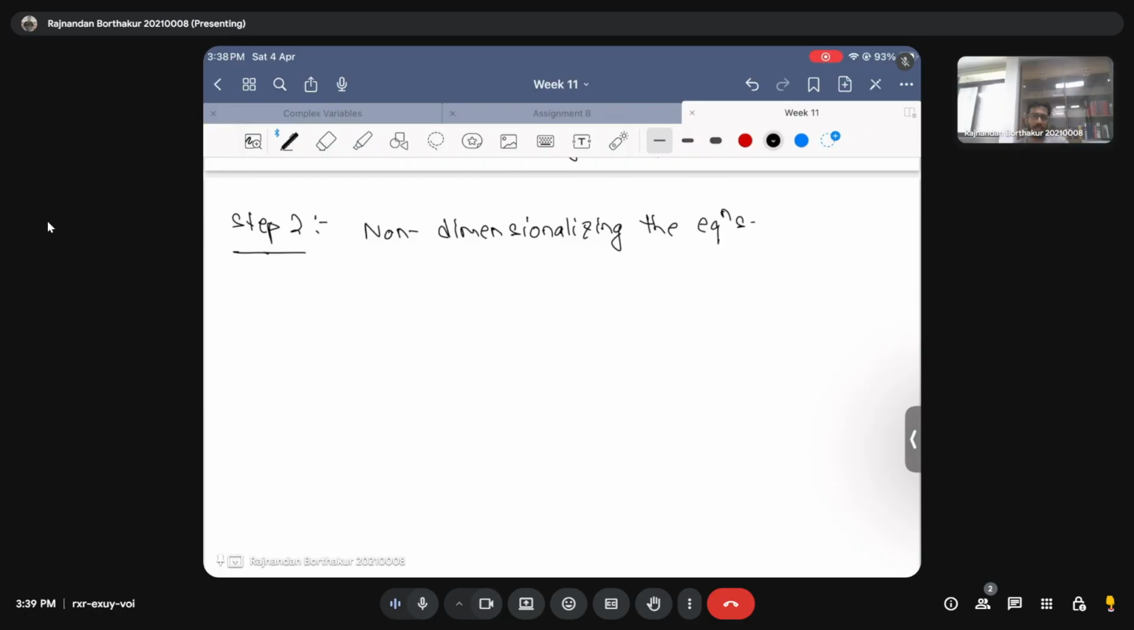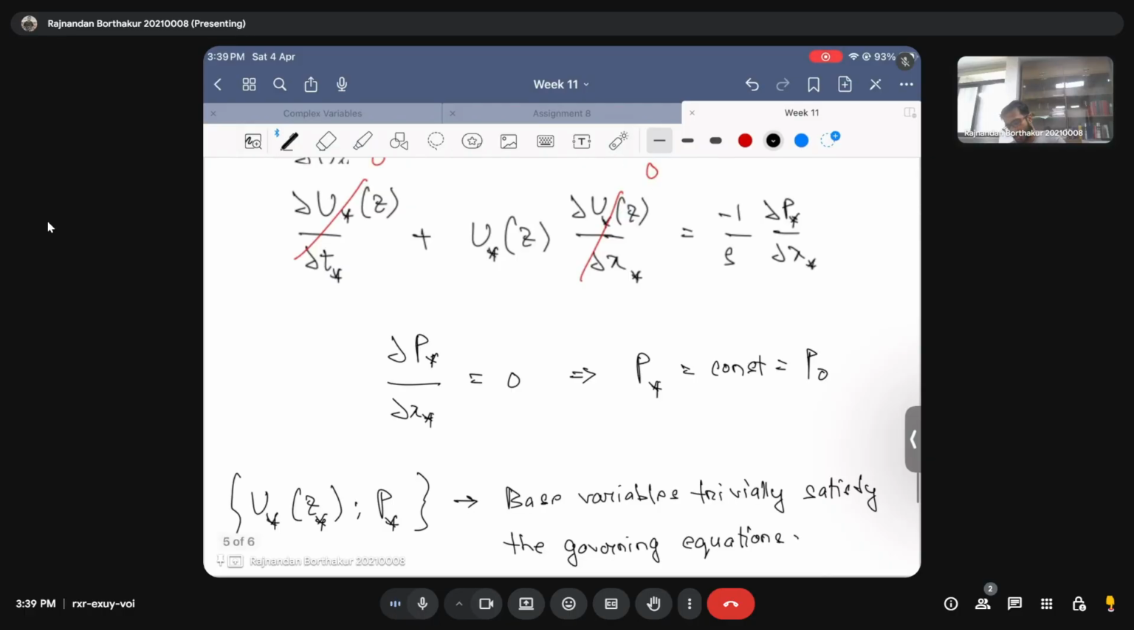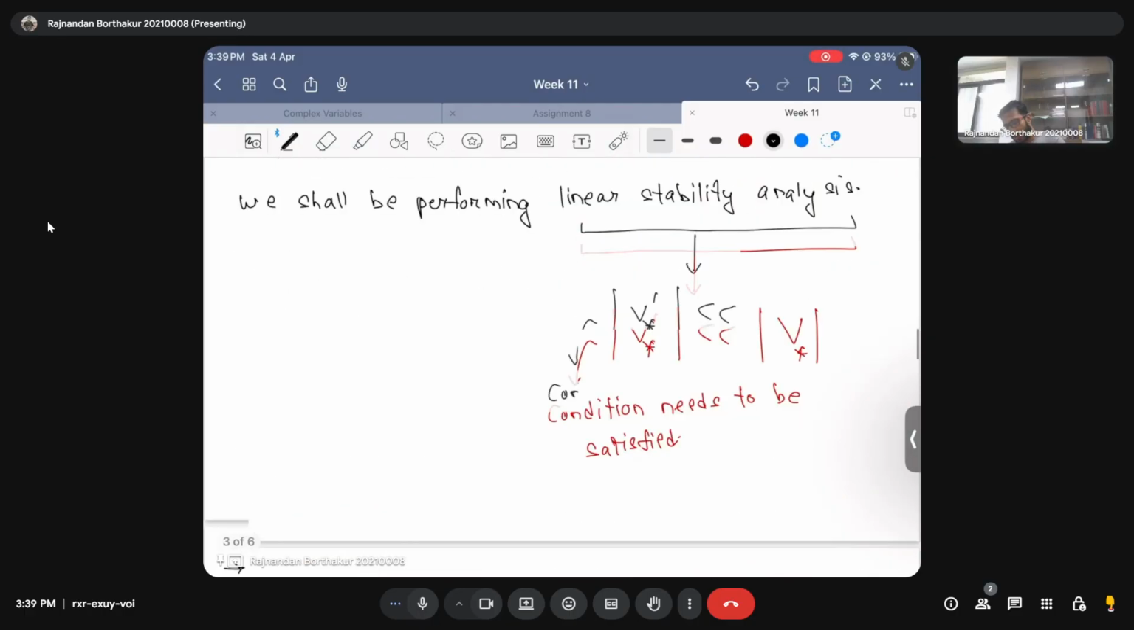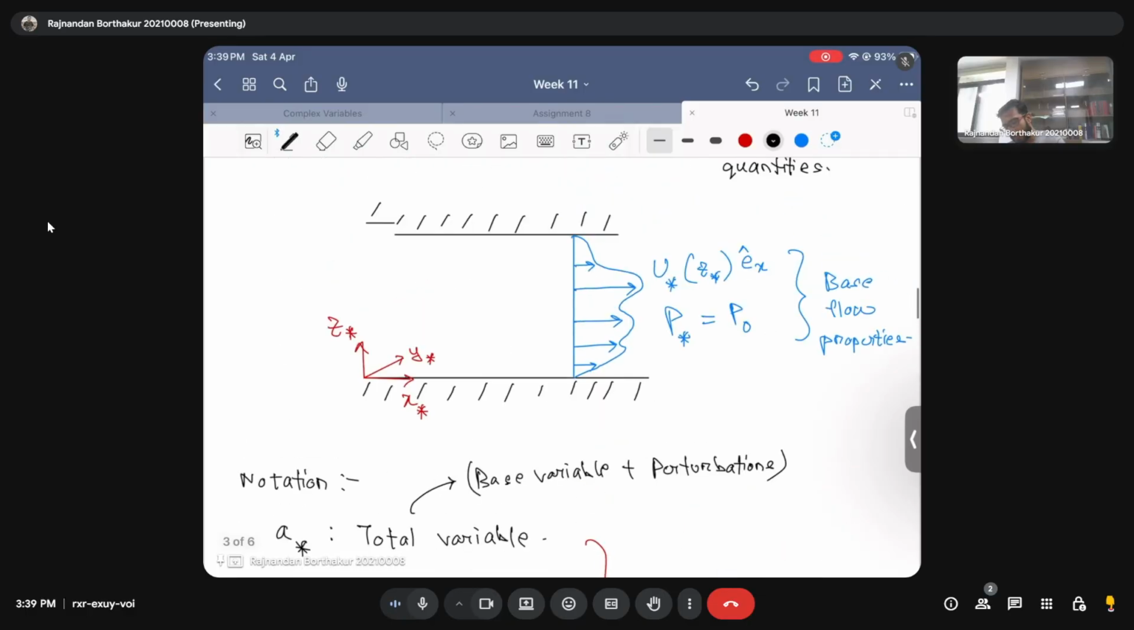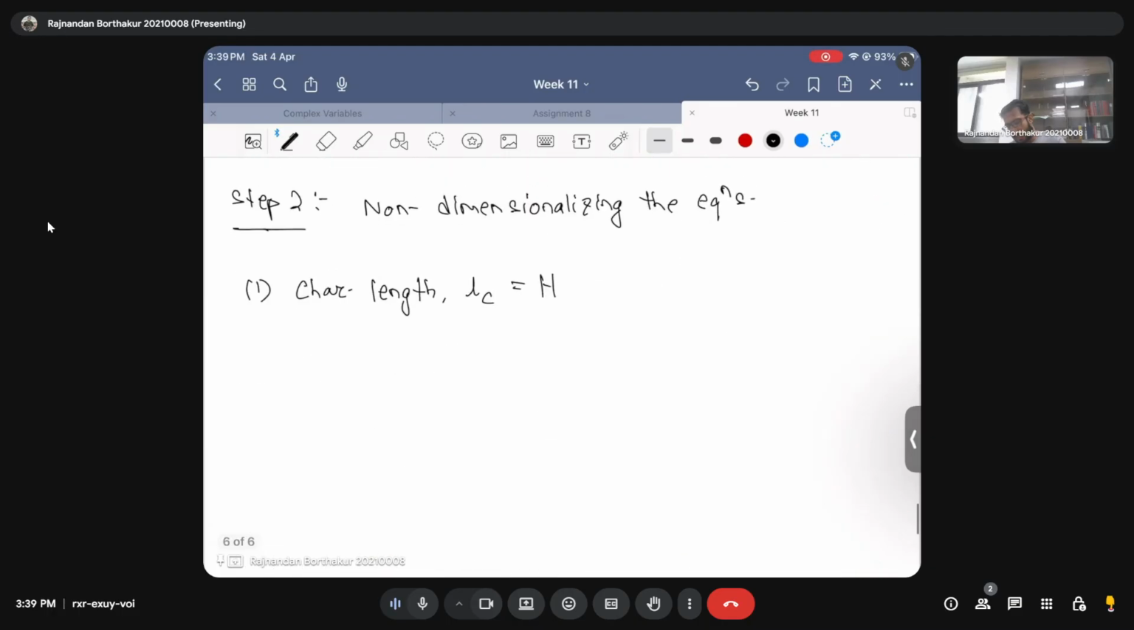for which, as we saw multiple times, we have to choose certain characteristic variables. First of all, the characteristic length, which we call LC, and this is something that we have been doing repeatedly, we'll choose as the channel height h, because for this channel there is an inherent length scale, which is the height of the channel. Okay, that's the length scale.